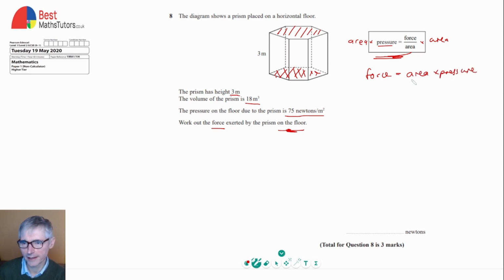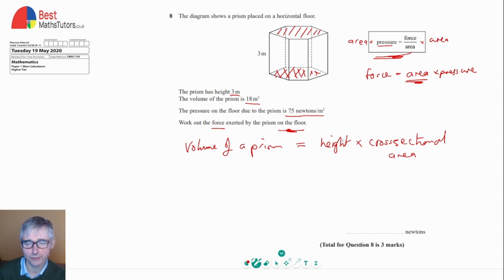How can we find the area that's on the base is the question that we've got to ask first of all. So the way we can do that is we can look at the formula for the volume of a prism. So we know that the volume of a prism is equal to the height times the cross-sectional area. And again, this is another formula that we need to rearrange. So we're looking for this cross-sectional area so that we can put that value into our formula for the force. And so to get the cross-sectional area on its own, I can just divide both sides by the height.